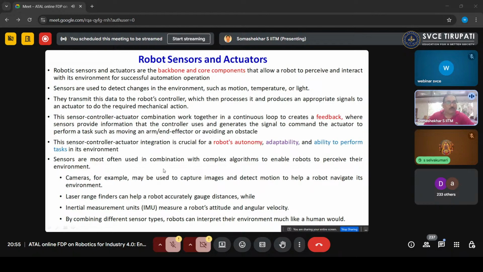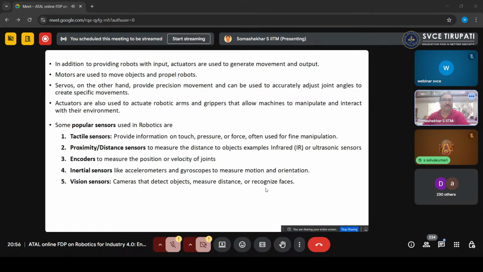Sensors are most often used in combination with a complex algorithm to enable a robot to perceive the environment. There are various types. Cameras, for example, capture the images and detect the motion to navigate its environment. Laser range finders are there. Inertial measurement units are there. By combining the different sensors, robots can interpret their environment much like the human world.